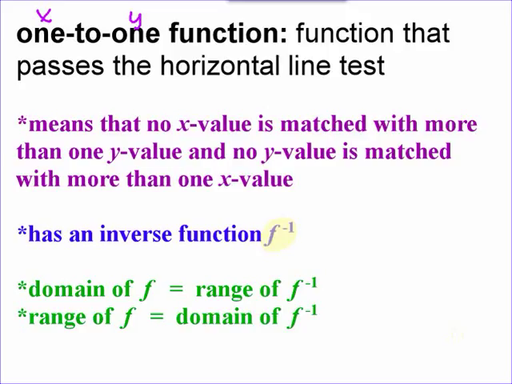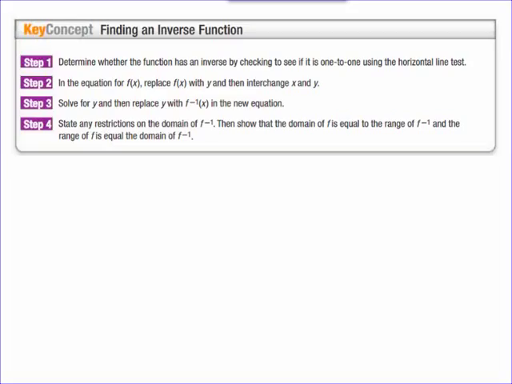Now we're going to look at some examples. So let's go ahead and see what we got. Okay, finding an inverse function. You don't need to write these steps down. We're going to go through these steps in an example. But basically, first step, we have to determine whether it has an inverse by checking to see if it's one-to-one. So very first step, we have to see if it passes the horizontal line test. If it doesn't pass the horizontal line test, you're done. You can't find the inverse.